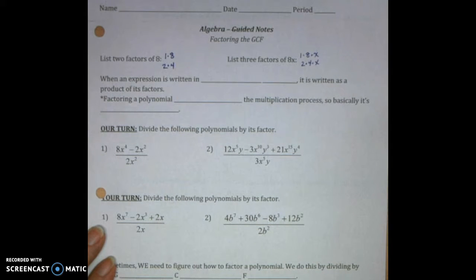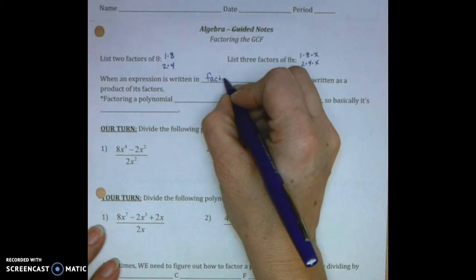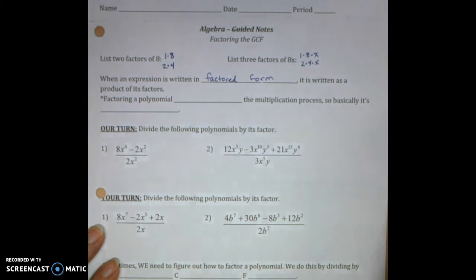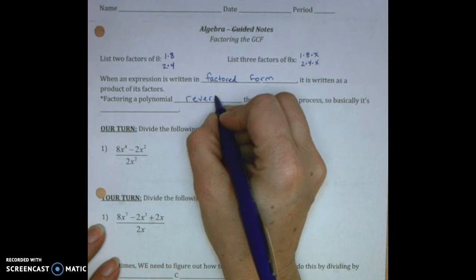Alright, anytime we have an expression written in factored form, we are showing that it is written as a product of its factors. Factoring a polynomial reverses the multiplication process. So basically, it's division.